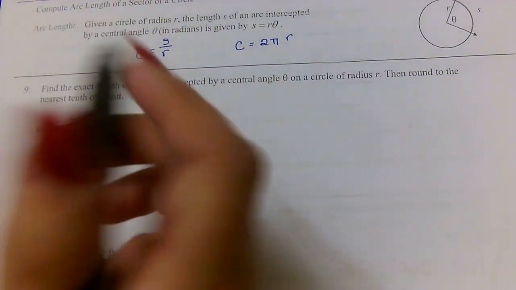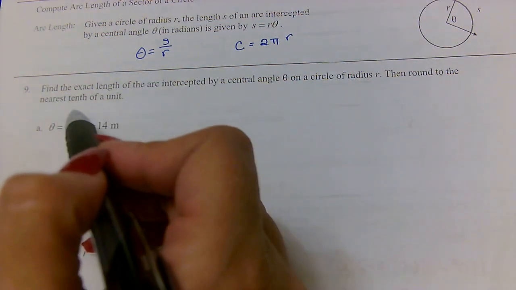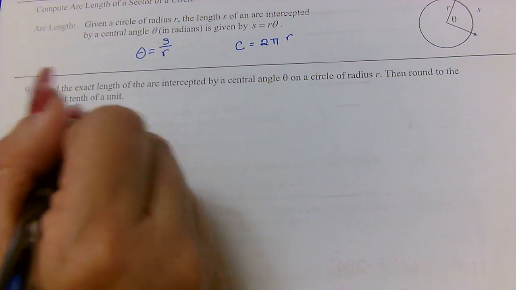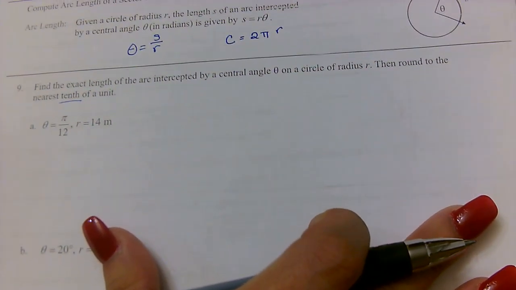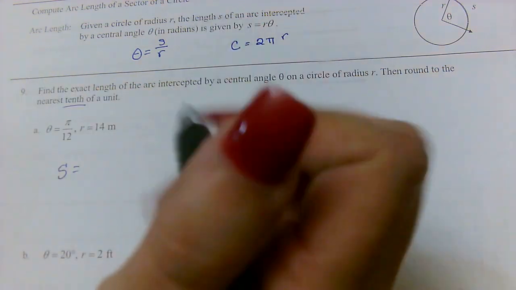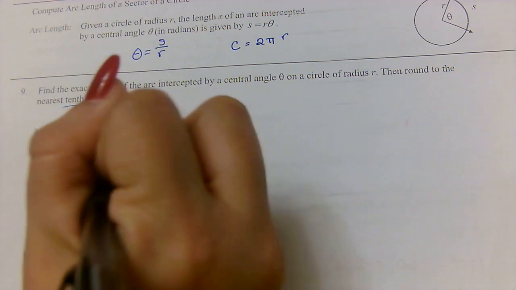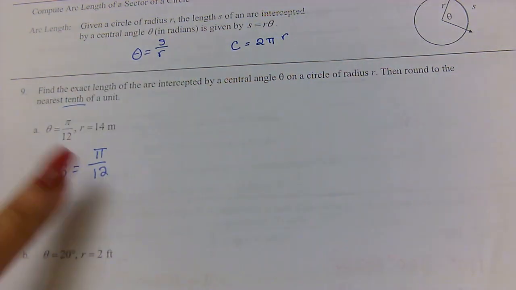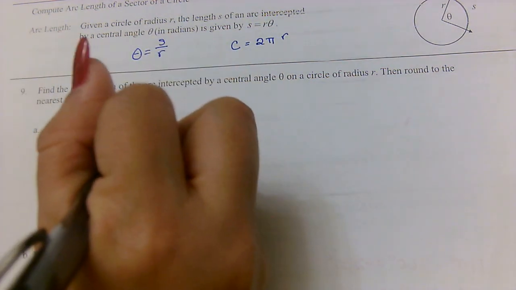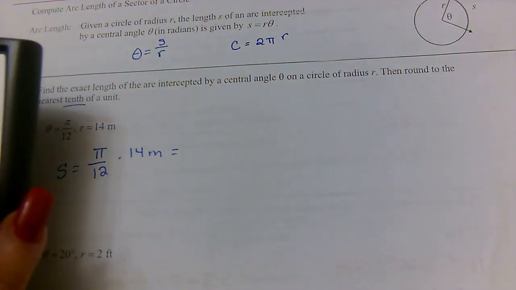Over here, you're going to find the exact length, then round to the nearest tenth of the unit. So all we're going to do is go to the 10th place. Let's just go ahead and solve for it. S is equal to theta times R. Theta is going to be pi over 12, that's in radian mode, which is what we want, times 14 meters. And we're going to multiply those together.